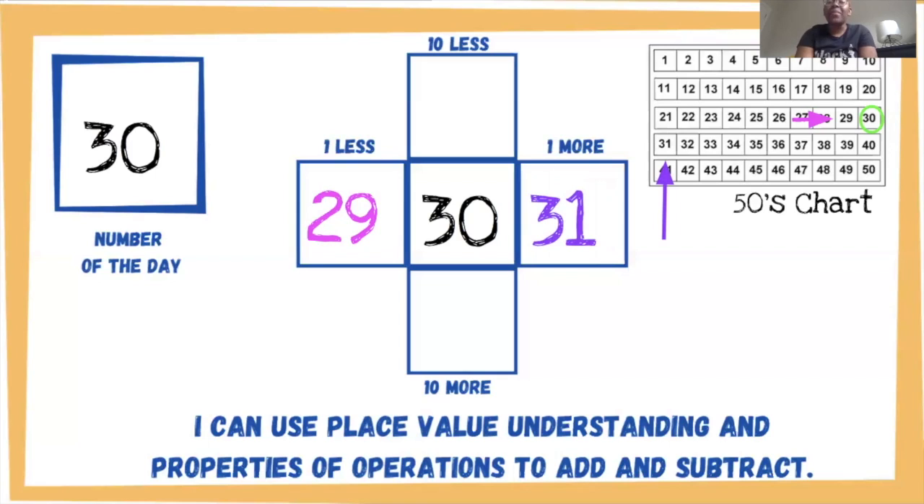Well, now let's think about 10 less. Where can I find the number that is 10 less than 30? That's right. It's right above it in our chart. What number is that? You guessed it. It's the number 20. Well, we found 10 less. Where do we find 10 more? That's right. The number that's 10 more is right below our number on our chart. What number is that? You got it. It's the number 40. Great job, littles.